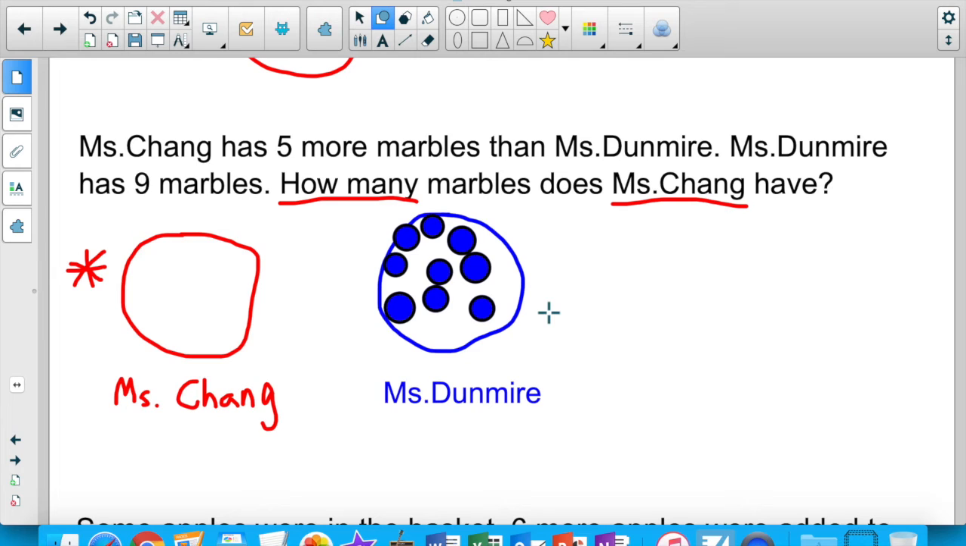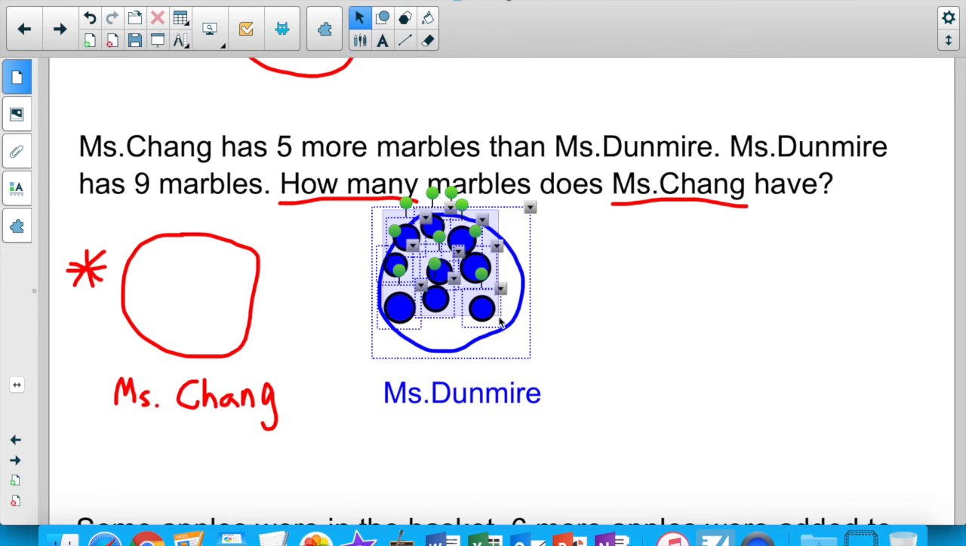How many does Miss Chang have? She has 5 more marbles than Miss Dunmeyer. Okay, so if we add 5 more to this group of marbles that Miss Dunmeyer has, then we will know how many marbles Miss Chang has. Okay, so what I'm going to do is I'm going to try to group all these marbles together. It's like one group.